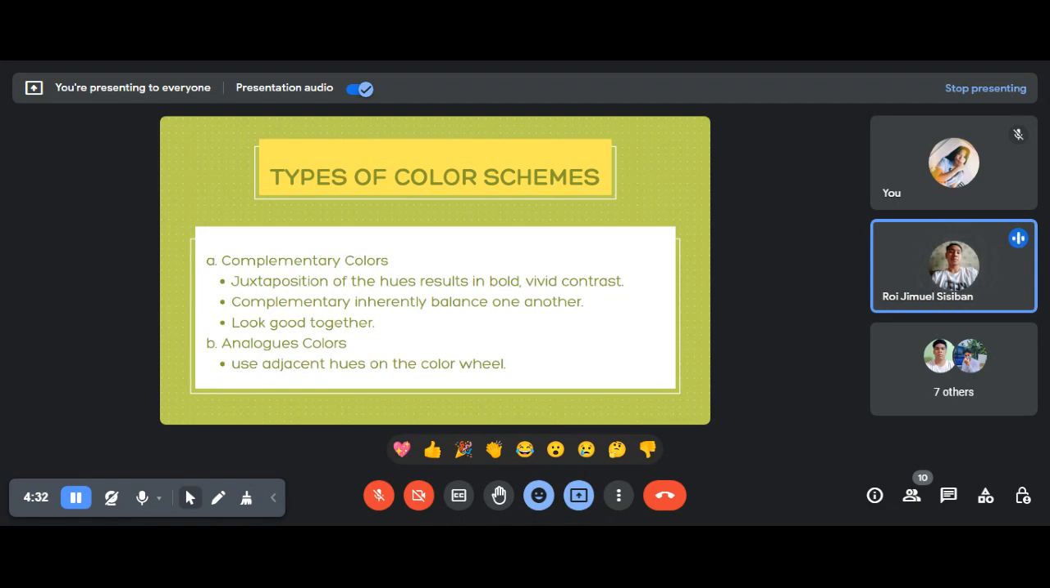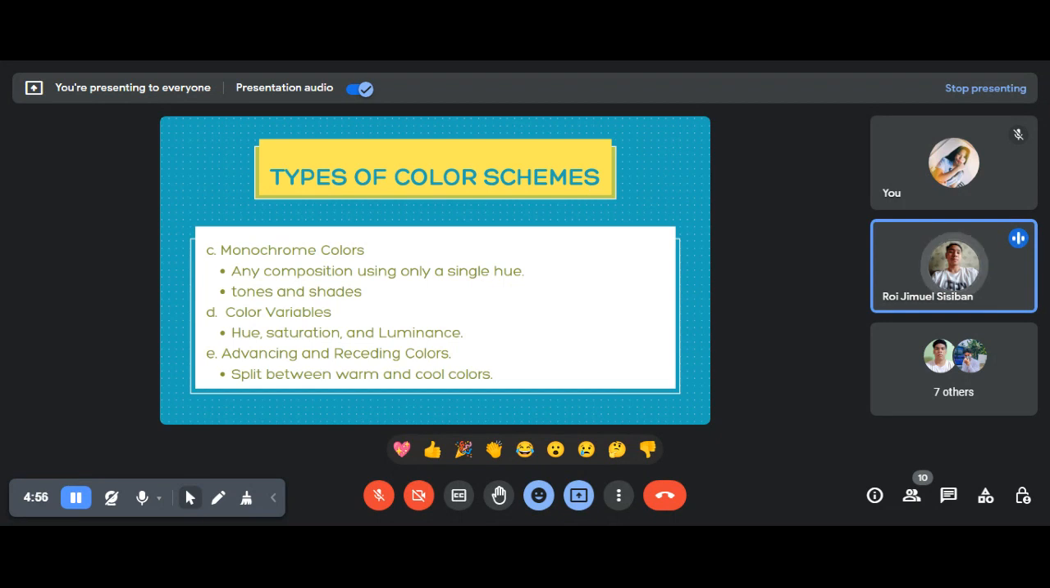Then analogous color schemes are those that use adjacent hues on the color wheel. The base is the primary colors that serve as the connection between all of them. But the dominant hue of these analogous colors might be the secondary color. Next. Next is the monochrome colors. Monochrome color schemes refer to compositions that use a single hue with variations of tones and shades.